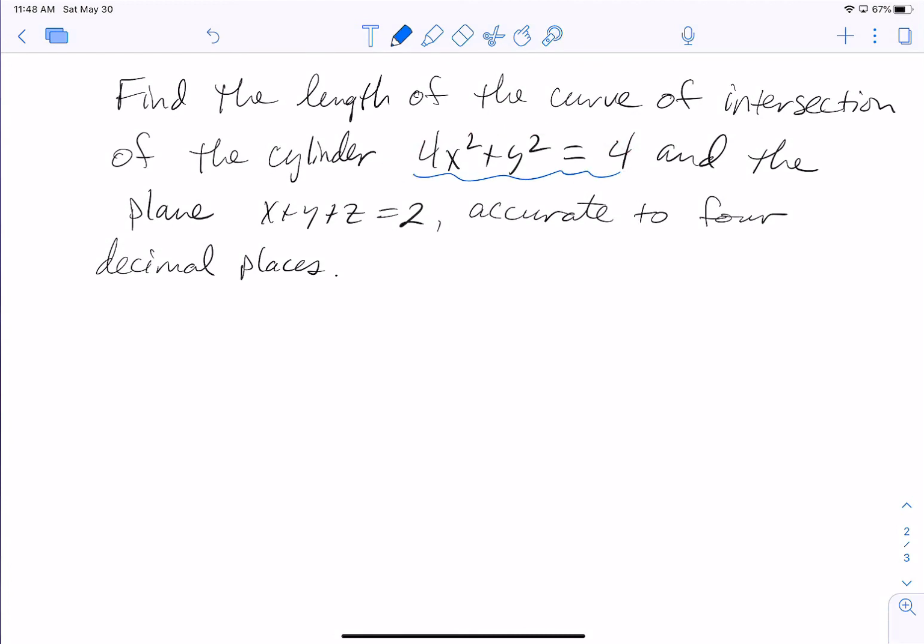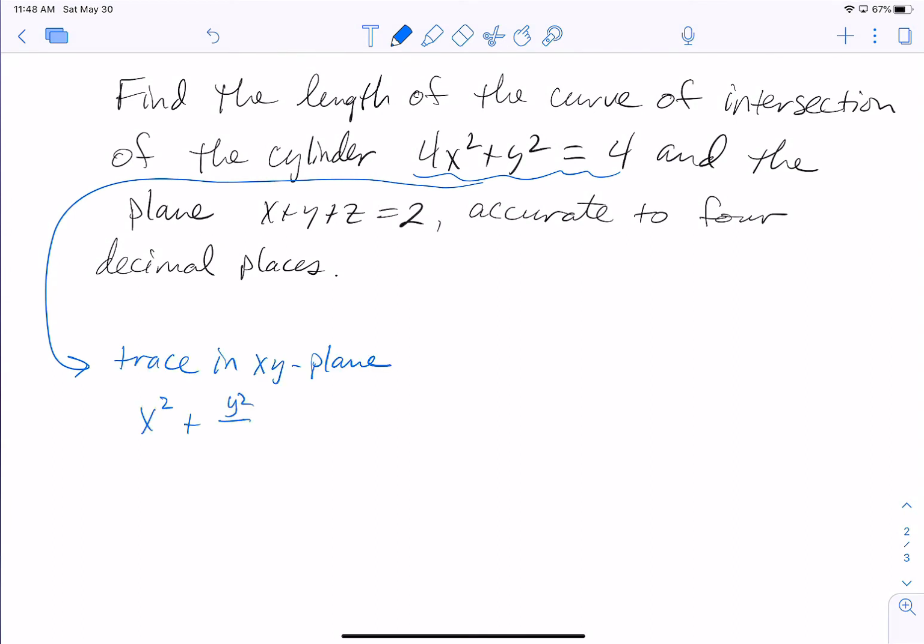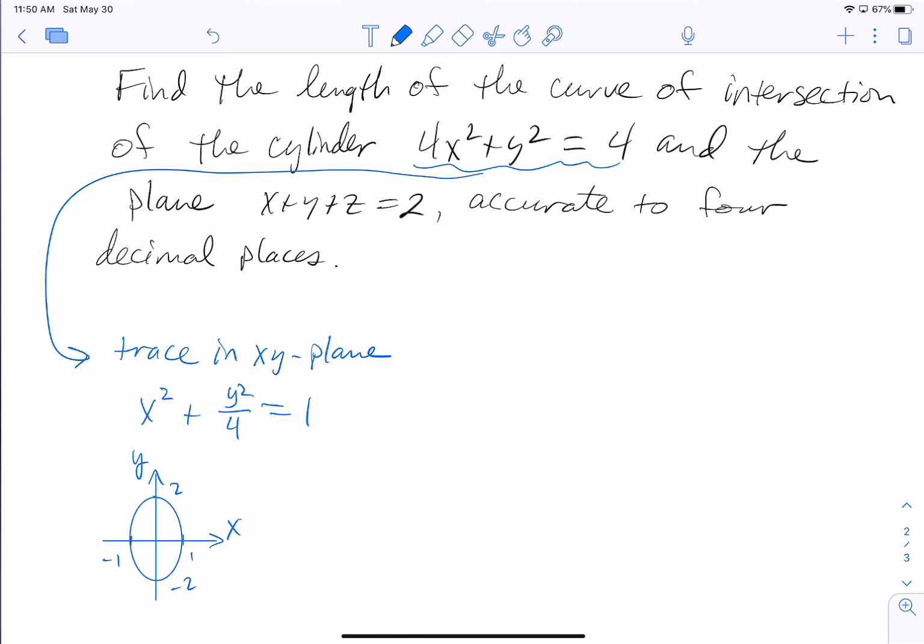For the equation of the cylinder, the trace in the xy plane has the equation x squared plus y squared over 4 is equal to 1. We recognize that as the equation of an ellipse that is vertically oriented, and a is 2 and b is 1. Now, it's not necessary to draw the ellipse. I'm just doing that for a visual aid for you.